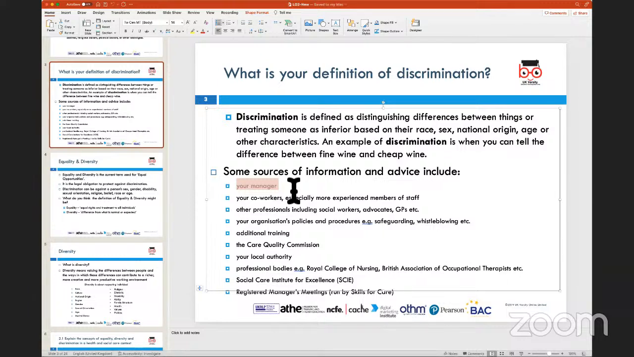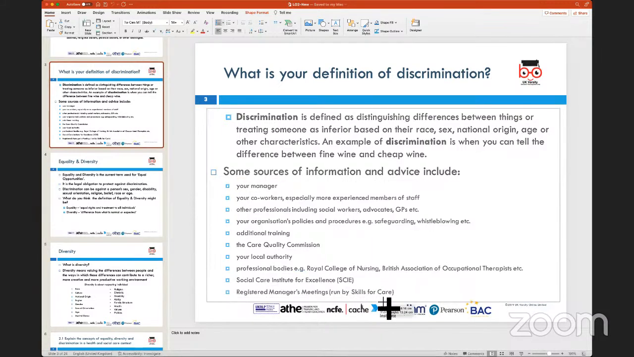You could also get information from your co-workers, professionals, advocates, and other practitioners within the setup. Additional information also comes from training and development done by employers. It comes from the Care Quality Commission, CQC, your local authority, and the professional bodies, for example, the General Medical Council, the Royal College of Nursing, the British Association of Occupational Therapists.